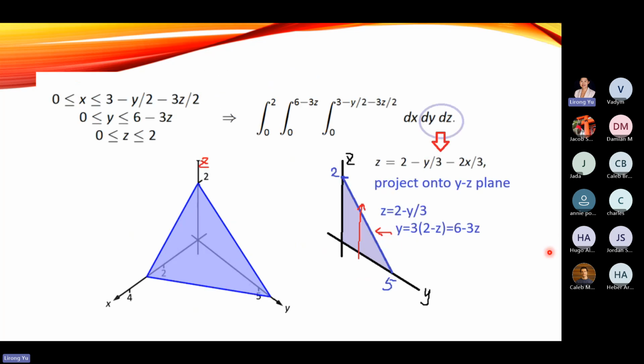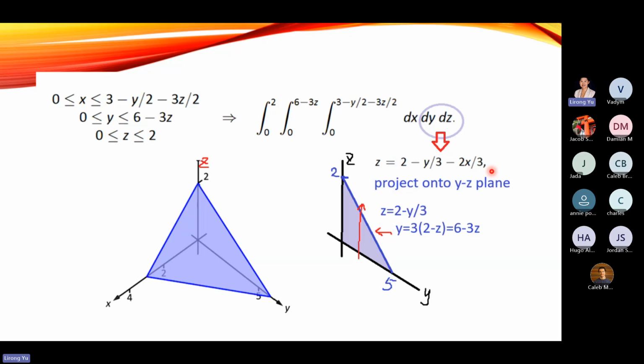Another one is what if we want to do dx, dy, dz. If you switch the order of operation, you have to identify what will be the projection and what will be the upper limit and lower limit. So number one thing, if we want to do dx, dy, dz, you're projecting the surface onto the yz plane. So z equal to 2 minus y over 2 minus 2x over 3 is our surface.